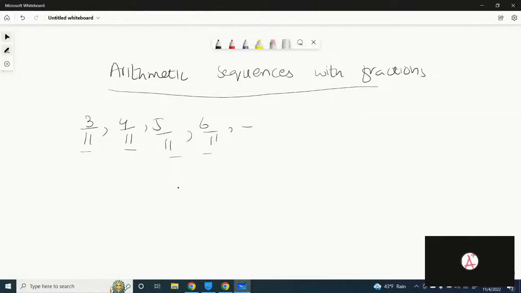Got it? And for the numerator, each time you are adding 1, like 3 plus 1 is 4, 4 plus 1 is 5, and 5 plus 1 is 6. So which is the next fraction in the sequence? It would be 7 over 11. You have to just add 1 to the numerator and the denominator would be the same. So it would be 7 over 11. Got it?